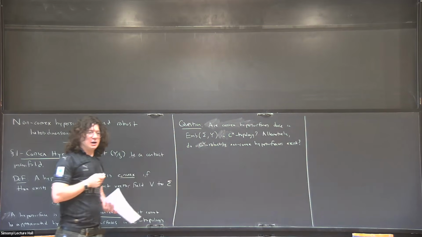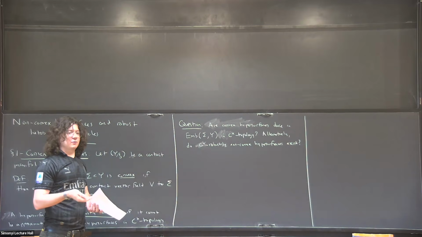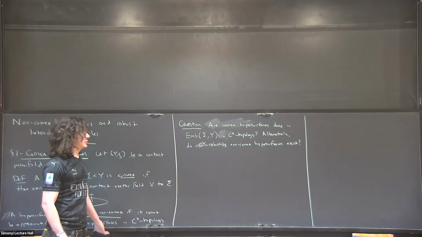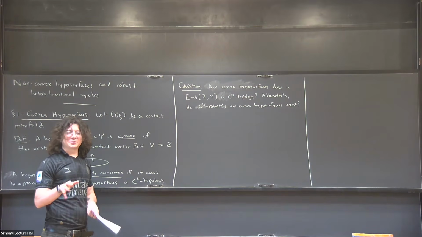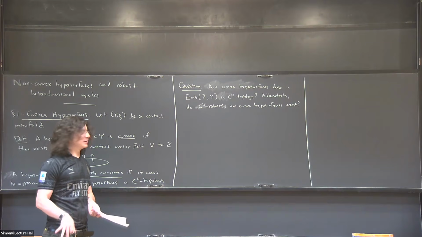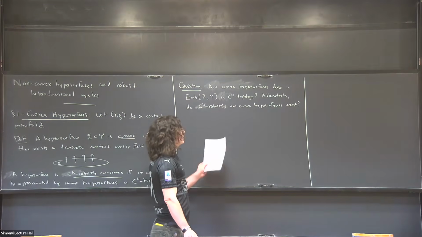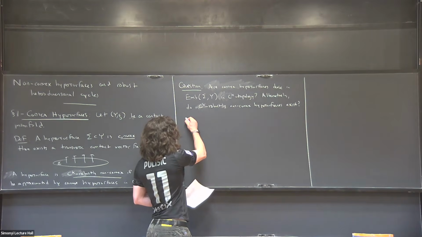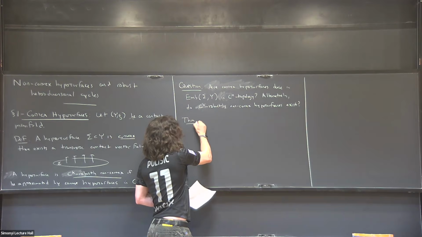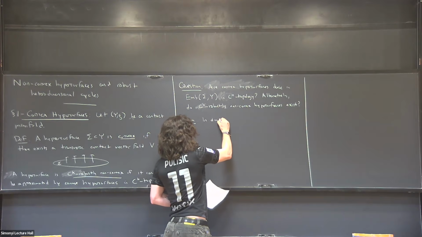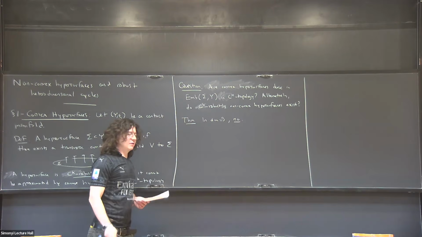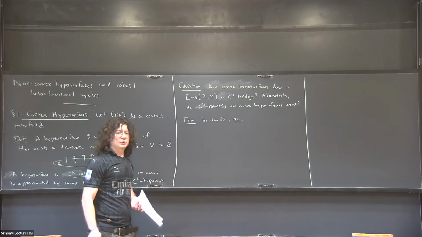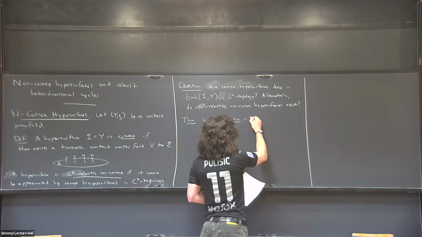So this is an important question for cut and paste operations in contact topology, which are the reason you want convex hypersurfaces. I'm not really going to talk too much about why convex hypersurfaces are important. They're very important for contact topology reasons, but maybe I won't go into that. Basically, this was an open problem for a long time. Of course, the theorem is that in dimension 3, no. In fact, convex hypersurfaces are C infinity dense. This is a result of Giroux.